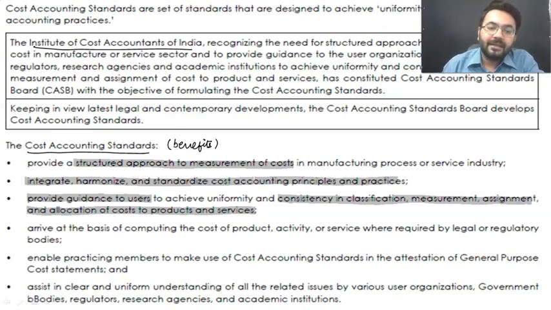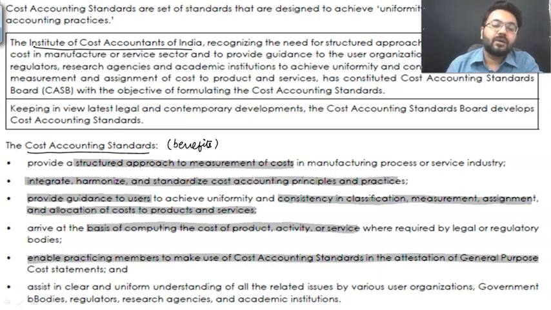And apart from that, there is the basis of computing the cost of a product, activity or service, whenever it is required by a particular regulatory authority or legal authority. So they have given a uniform structure so that whosoever the concerned authority is, be it any ministry or any quasi-judicial body, when they approach, the computation covered by each and everybody should be the same. And apart from that, it also enables the members who are using the cost accounting standards for attesting cost accounting statements or costing statements for general purposes.